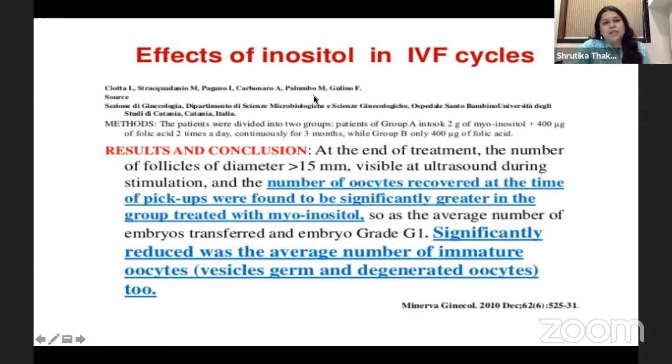With regards to IVF cycles, this is a very nice paper that has been published that says that at the end of treatment, the number of follicles of diameter more than 15 millimeters visible on ultrasound were significantly greater in the group treated with Myo-Inositol. That says that there will be definitely better follicular growth, better folliculogenesis in the group that has been given Myo-Inositol, and also the number of M1 oocytes or GV oocytes are significantly reduced. So we always want M2 oocytes when we do IVF, and those numbers are definitely improved in the sector of patients who are on Myo-Inositol therapy.